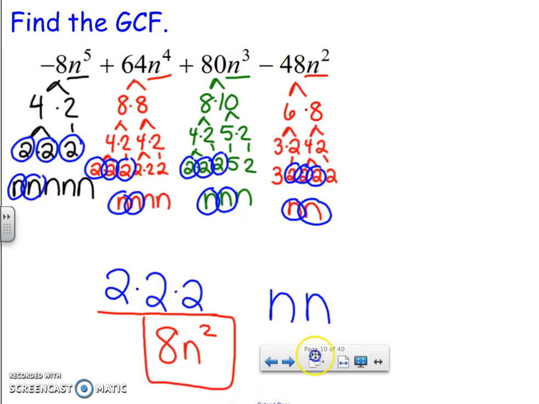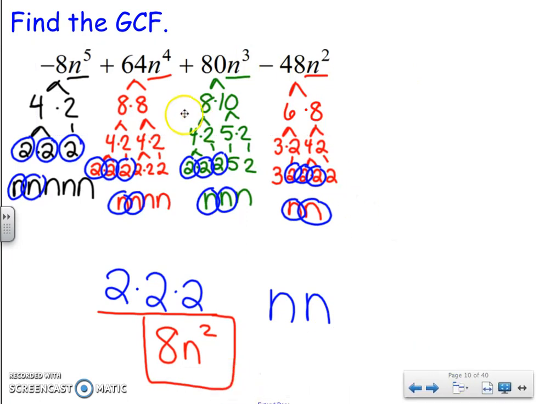A little bit of a shortcut, instead of writing all this out, we notice out of an n⁵, an n⁴, an n³, and an n², you take the smallest exponent, okay? So when you look up here, you can only take the smallest exponents away, okay? So that's why this is an n².